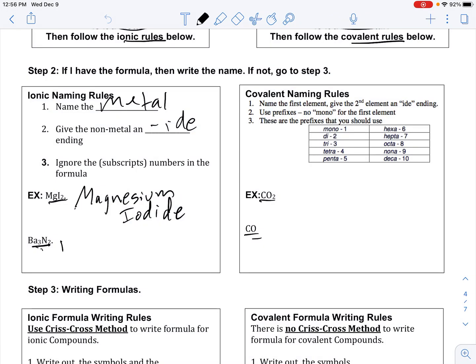So what is Ba? Ba is barium, so I just say the name of that metal. What is N? It's nitrogen with an IDE, which is nitride. There are no prefixes here.